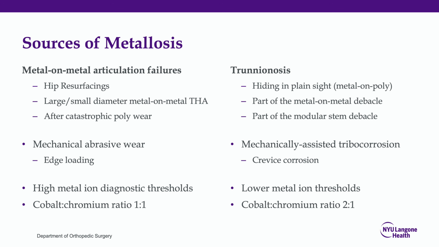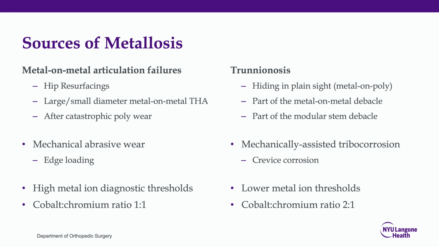Alternatively, when you run into trunnion issues, these trunnion issues have probably been hiding in plain sight. They've been present in metal-on-poly hips all along. They certainly contributed a lot to the metal-on-metal total hip debacle. They were a big part of the modular femoral stem debacle with the neck modularity. And the issue there is mechanically assisted tribocorrosion or crevice corrosion.